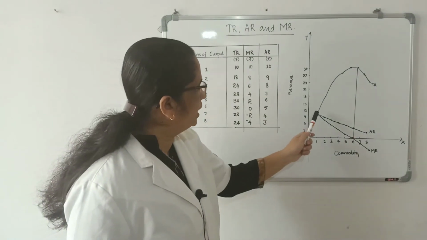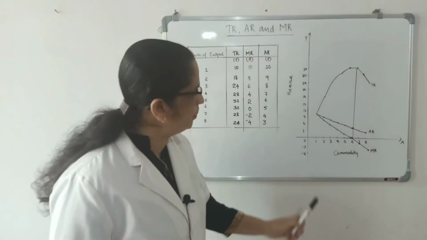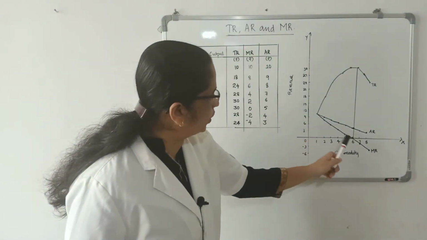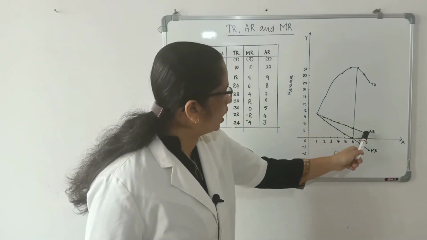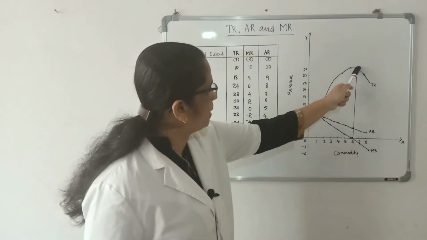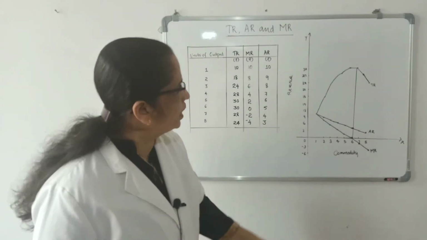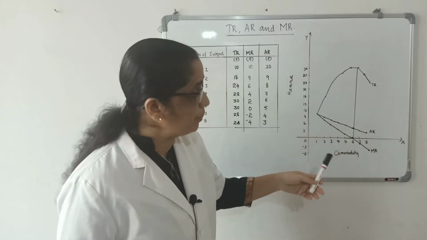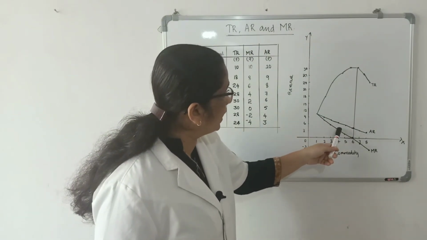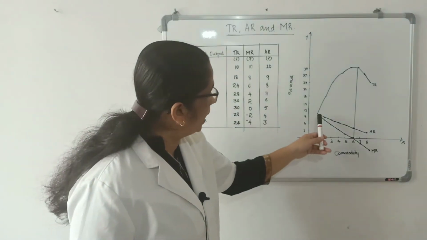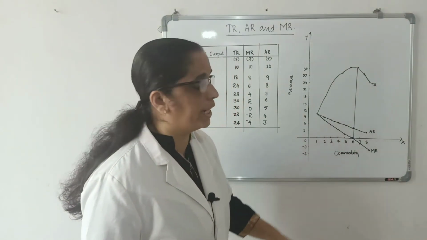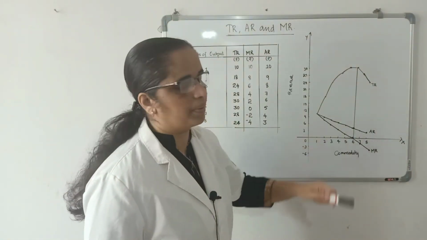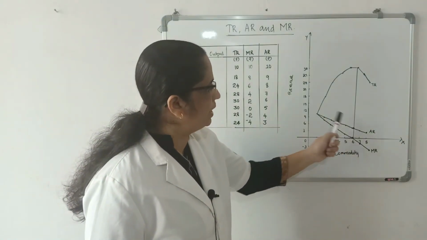You can see TR is an inversely U-shaped curve. MR is a downward sloping curve, extending to the negative zone. AR is also downward sloping. When TR is maximum, MR is 0. Here you can see the AR curve lies above the MR curve. MR curve lies below the AR curve. That is, MR is less than AR.